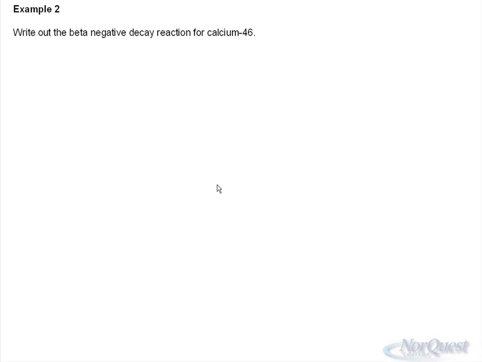Alright, we're going to practice another decay. The trick with beta is that you also have to include the neutrino or antineutrino when you're dealing with beta decay. When you're dealing with beta negative decay, where you're kicking out an electron, that's always going to mean that you're going to have an antineutrino. So electrons correspond to antineutrinos.